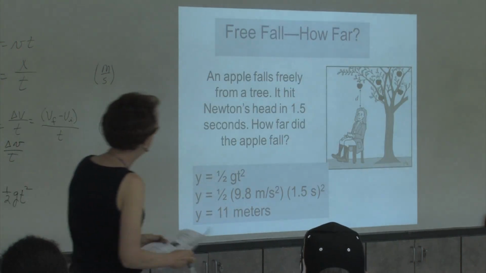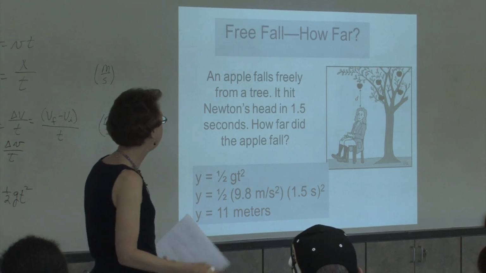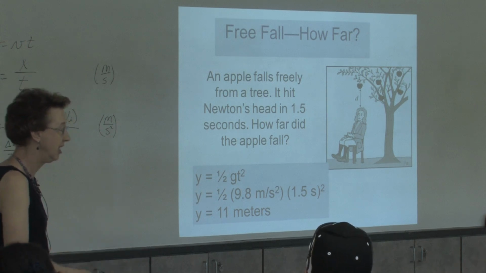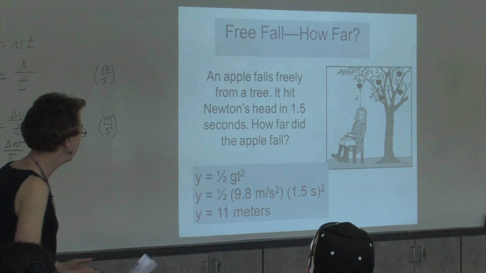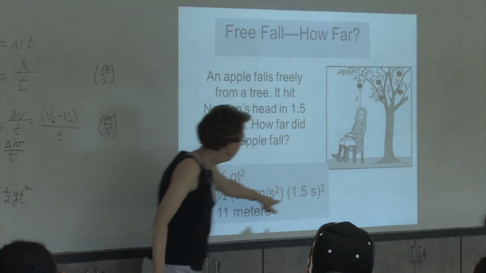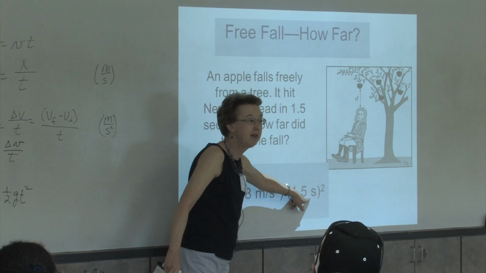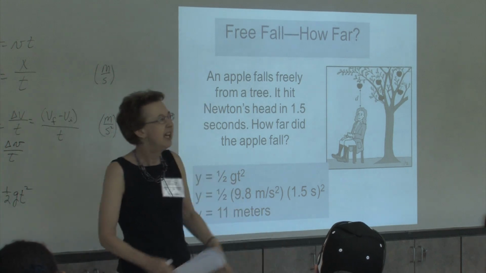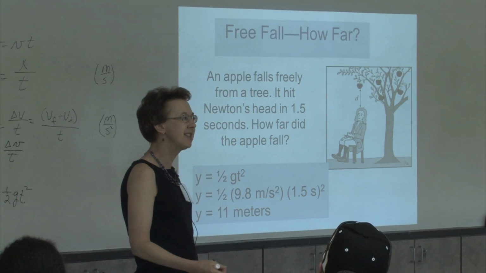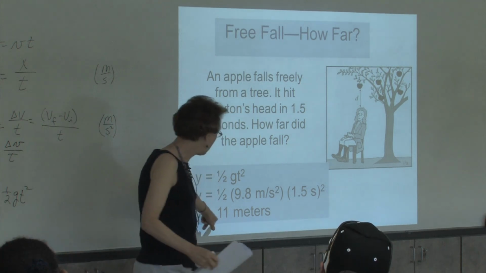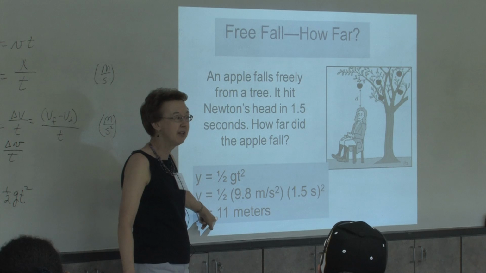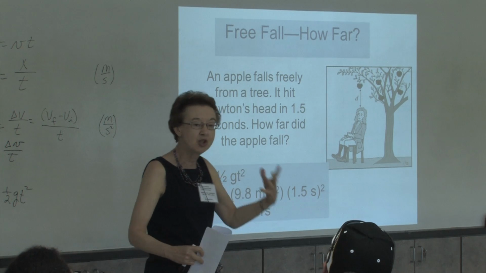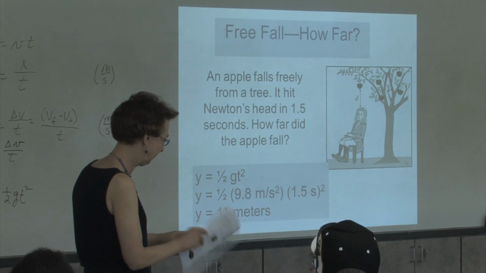So this I do for you. An apple falls freely from a tree. It hits Newton's head in 1.5 seconds. How far did the apple fall? We know how fast it was going. 1.5 squared, multiply times 9.8, take half of it, about 11 meters. So in 1.5 seconds, which is pretty fast, it drops like 30 plus feet. That's quite a distance it drops. So I think by the time it hits Newton in the head, it's going to be applesauce from falling that far.